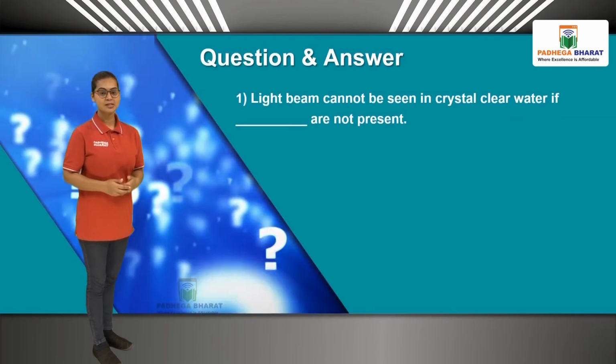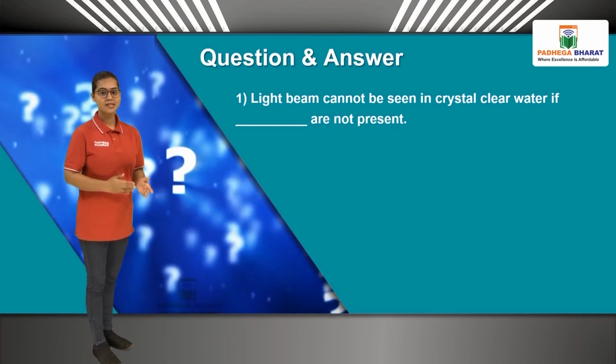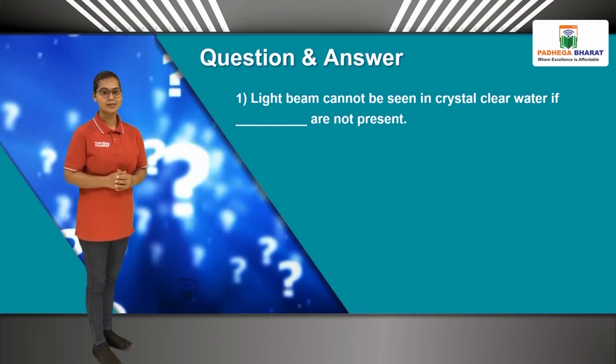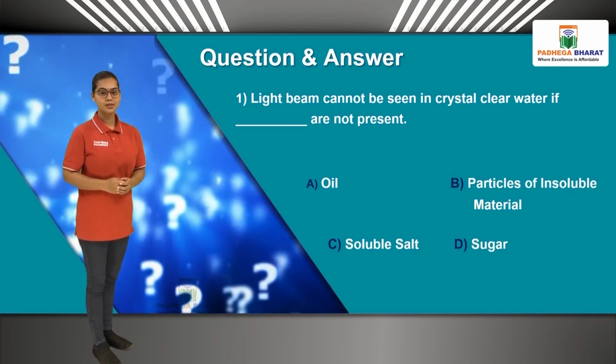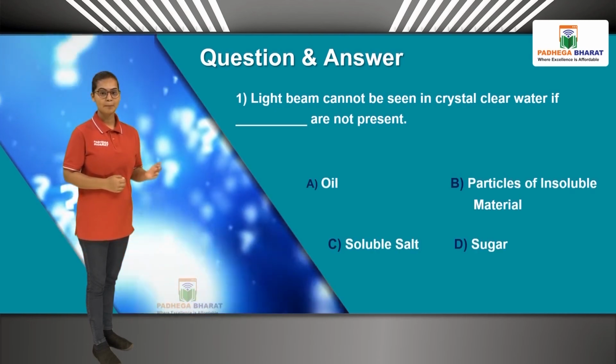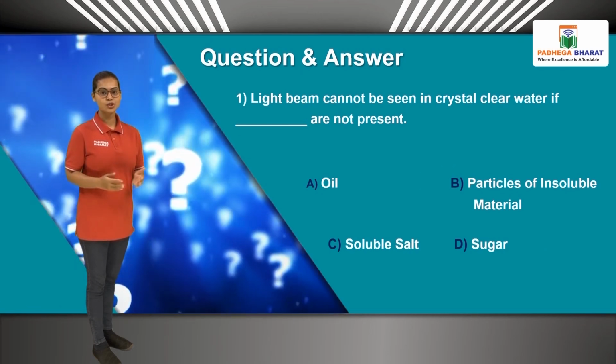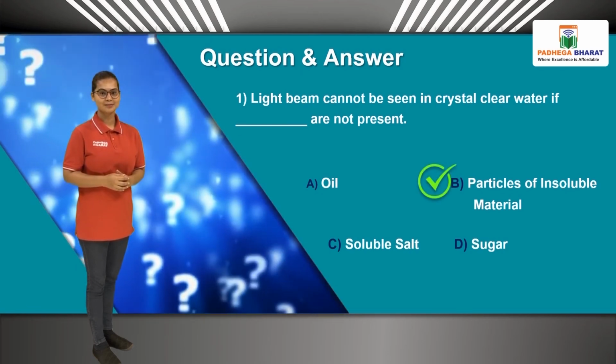The first question is, light beam cannot be seen in crystal clear water because dash is not present. And the options are option A, B, C or D. The correct answer is option B, particles.